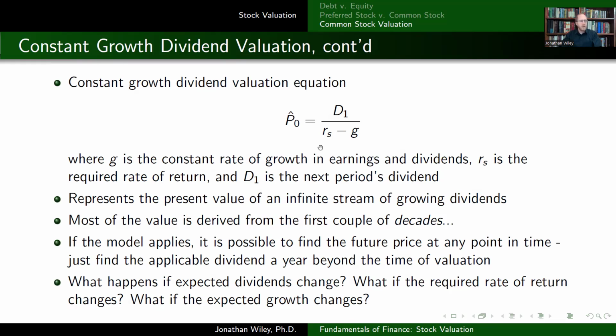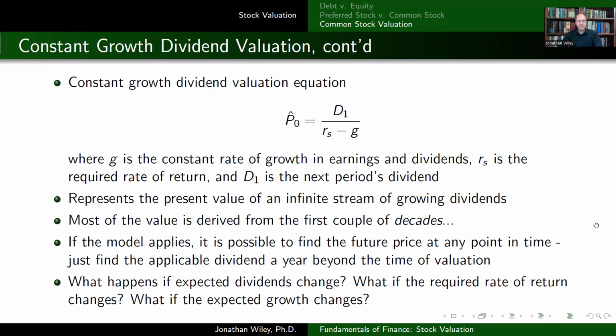All right. So this is representing the present value of an infinite stream of constantly growing dividends at a very specific rate. Now, an important little note here: if you broke it all out into separate terms and looked at the magnitudes of those terms, most of the value that winds up in this final value or price estimate is coming from the first couple decades.